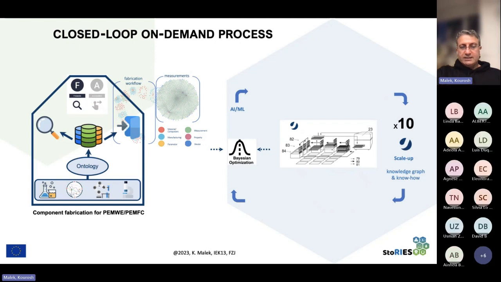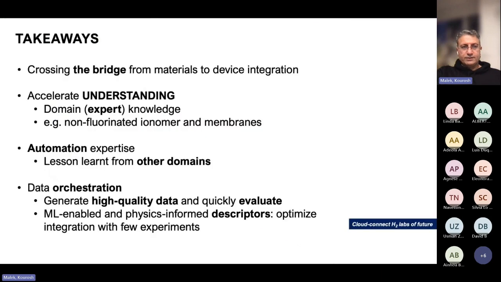So this is basically what we discussed all the way, closing the loop of the on-demand process from the data gathering as well as the automation of the fabrication process of the ink, which is the heart of the commercialization of a lot of devices that are used in the hydrogen technology. So just finish that with some thoughts.